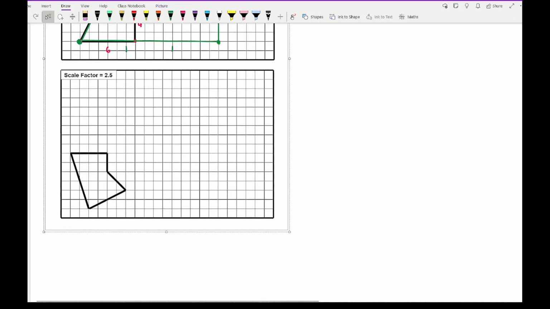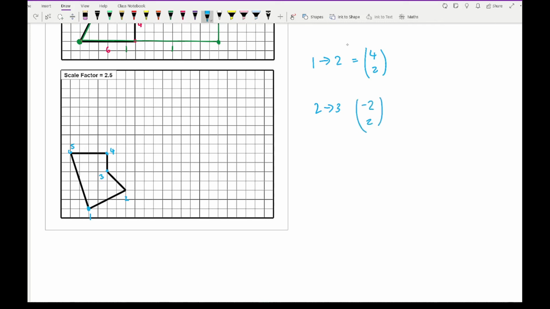So looking at the last one then, again a little bit more complicated because we've got diagonal lines. So I'm going to pick a starting point. So let's go for this bottom here. So I'm going to label that 1, 2, 3, 4, 5, and let's go from there. So again I'm going to use my column vectors. So 1 to 2 is 4, 2. 2 to 3 is minus 2, 2. 3 to 4 is 0, 2. And 4 to 5 is minus 4, 0.